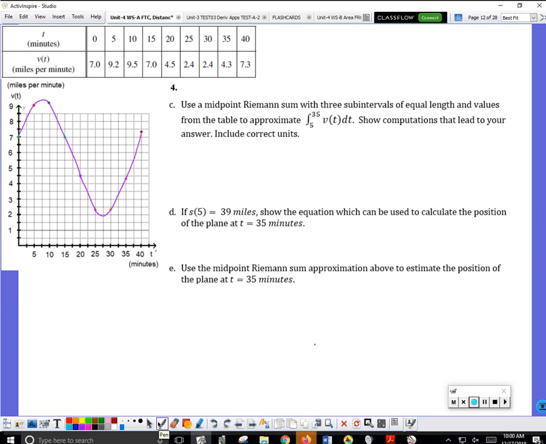I don't have this written now. Let's do a little shortcut. What's the answer to the equation? That was pretty easy. What did S of 35 end up being?